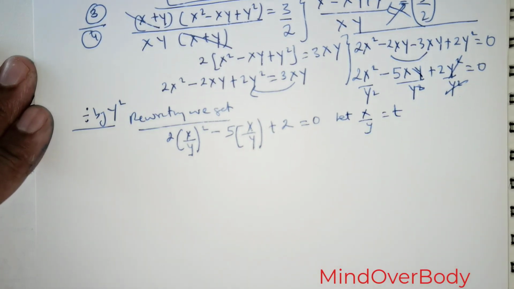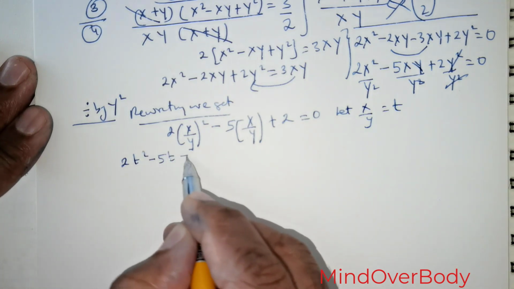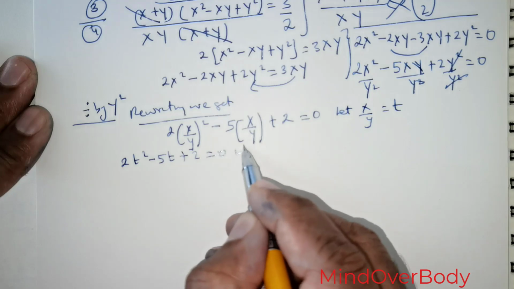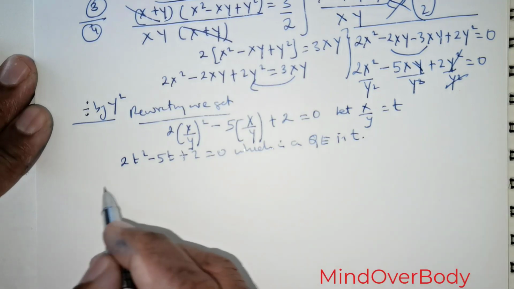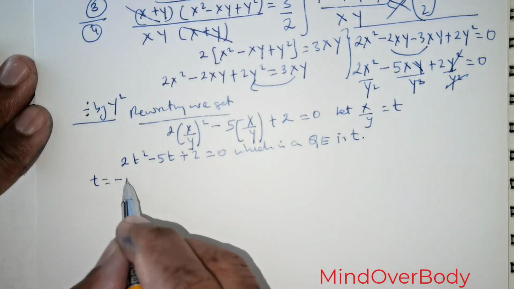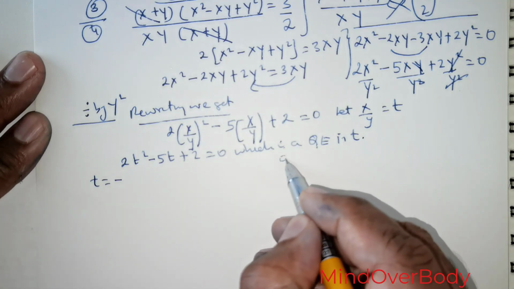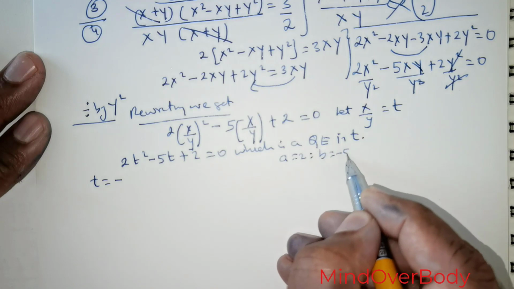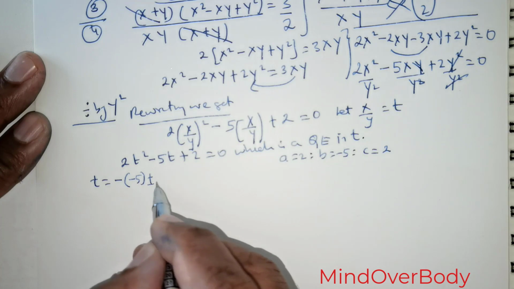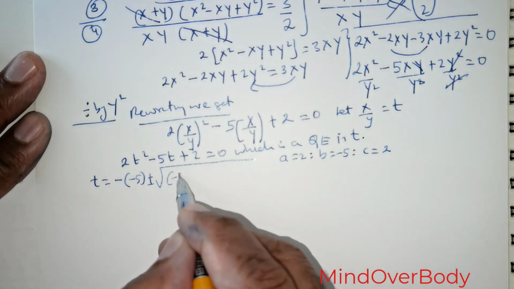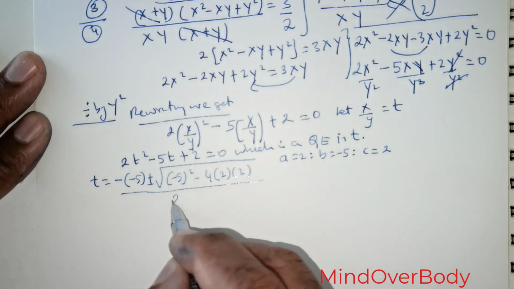If I were to take it like that, then this would become 2t squared minus 5t plus 2 is equal to 0. This is a quadratic equation in t. If I were to solve this, my a is 2, my b is negative 5 and my c is positive 2. So t is equal to negative b, which is 5, plus or minus the square root of b squared, negative 5 squared, minus 4ac, divided by 2a.